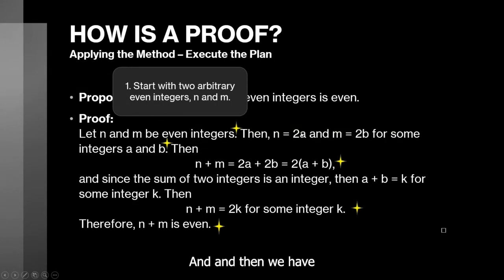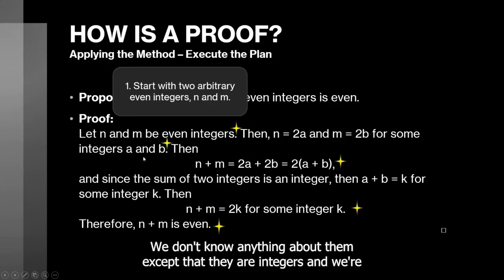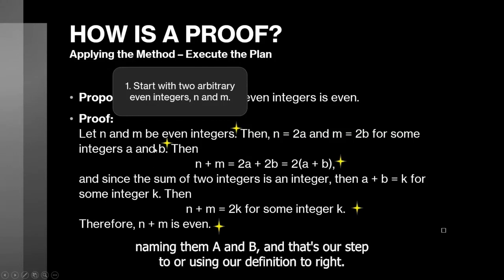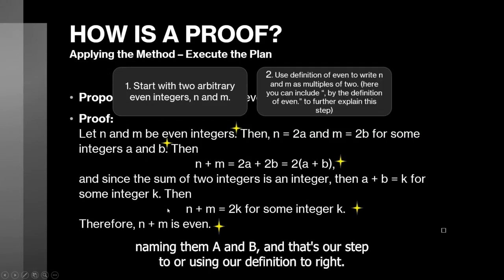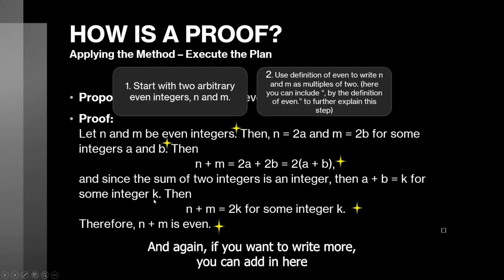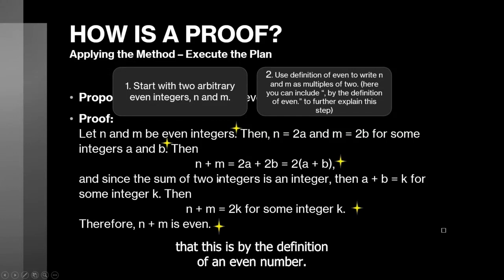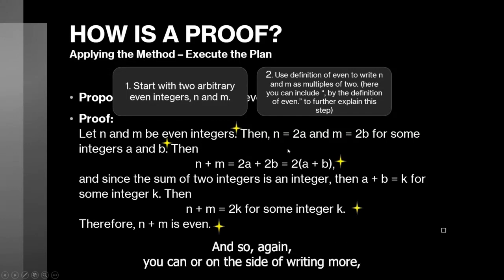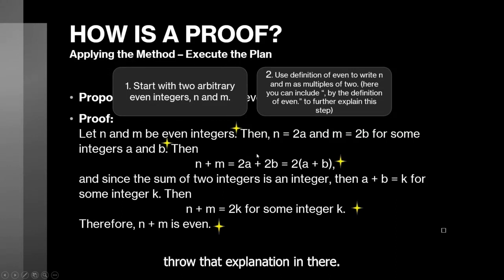Then we have that n is 2a and m is 2b for some integers. We don't know anything about them except that they are integers, and we're naming them a and b. All right, that's our step 2. We're using our definition to write n and m as multiples of 2. And again, if you want to write more, you can add in here that this is by the definition of an even number. So again, you can err on the side of writing more, throw that explanation in there.